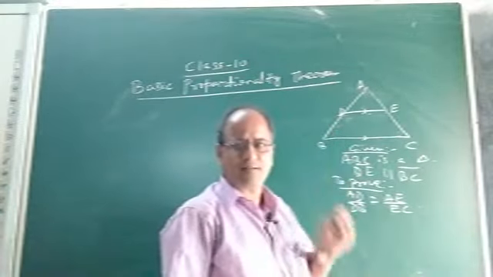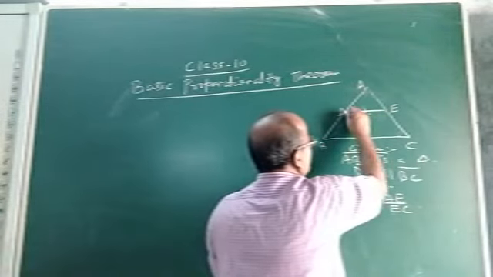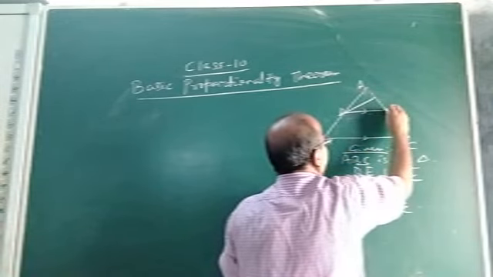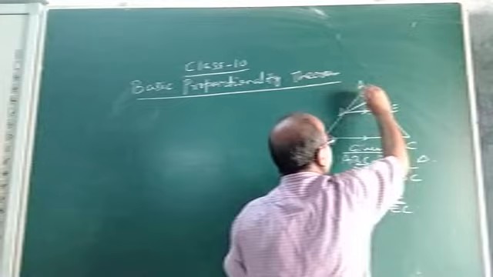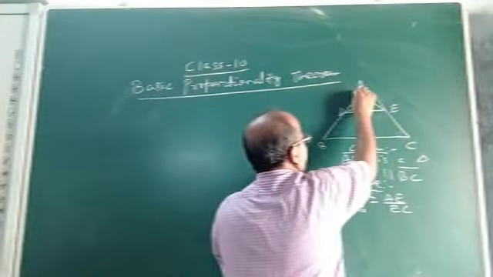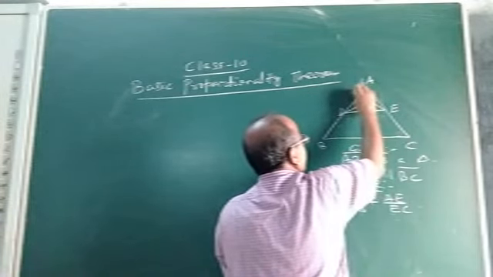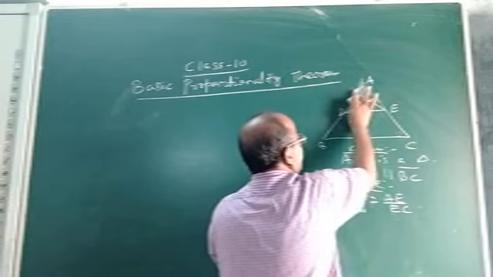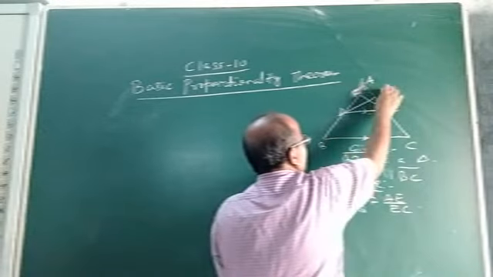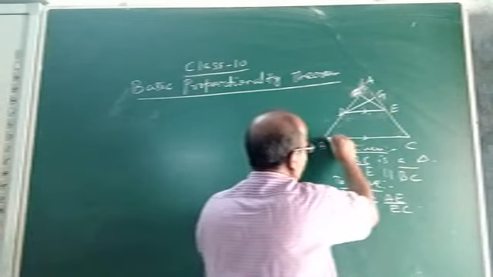Now to prove it, children, some construction is needed. So what is the construction? You have to draw perpendiculars. Suppose this is F. Draw EF perpendicular to AB and draw DG perpendicular to AC. That will be the construction, and you have to join this also.